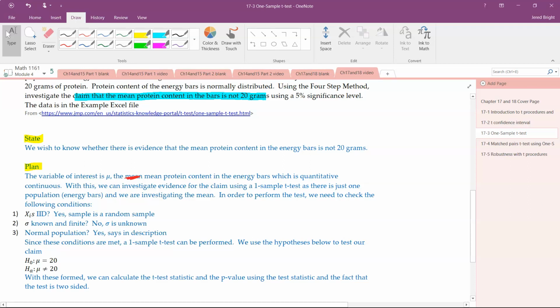So we're interested in mean protein content. It's quantitative continuous. Since we're looking for evidence about a claim, that indicates we need to do a t-test because there's one population and the population standard deviation is unknown. I checked the conditions, wrote out the hypotheses, and then said we're going to get the t-test statistic and then the p-value. Before I go on to the solve step, I think it's a good idea for us to look at the example. The data is in the example Excel file, so you might need to open that up.